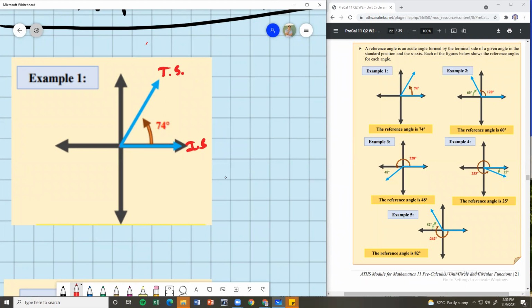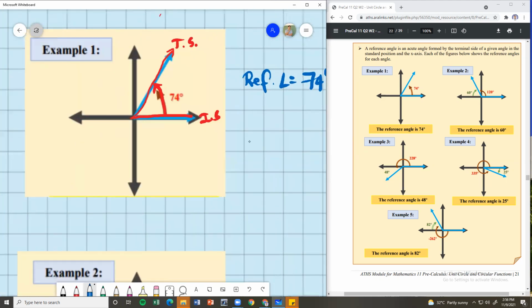If this is our terminal side, ang pinakamalapit na x-axis is this, right? So therefore, that is where your reference angle will be based. So in here, your reference angle will be 74 degrees. Can you follow? Okay, acute angle siya lagi.